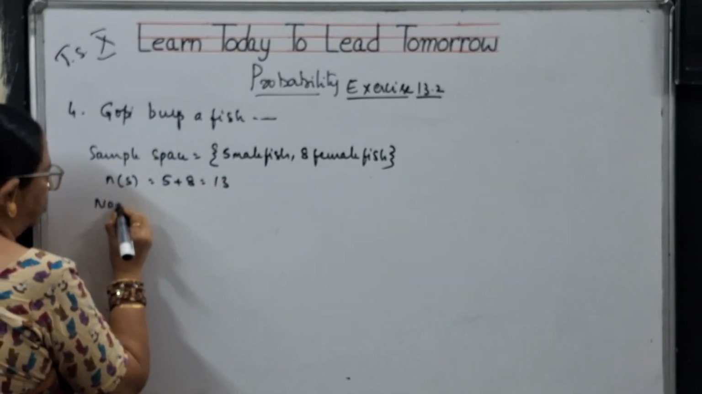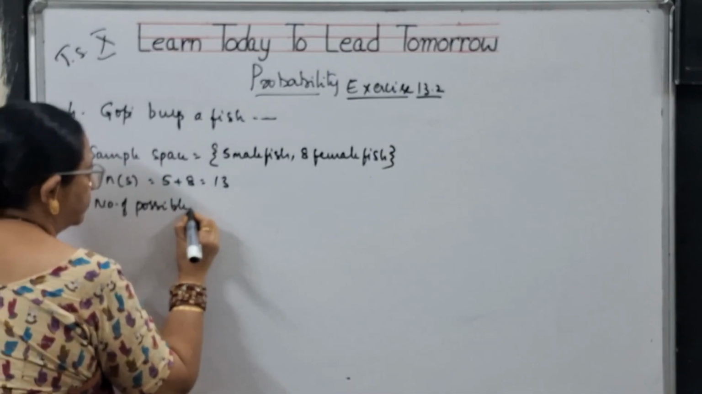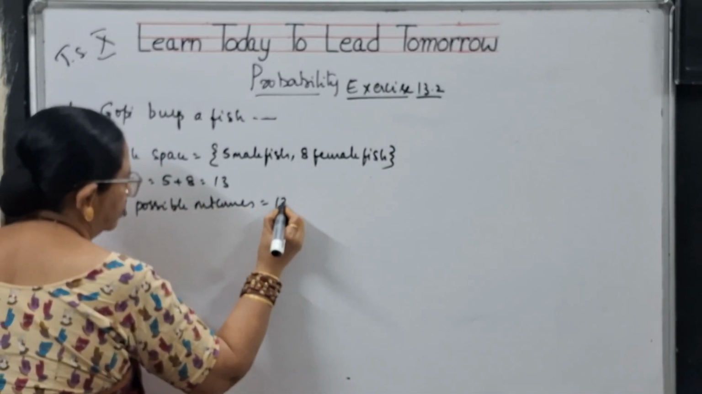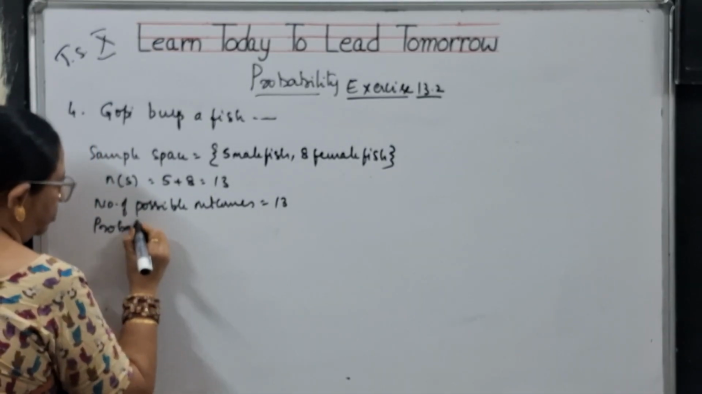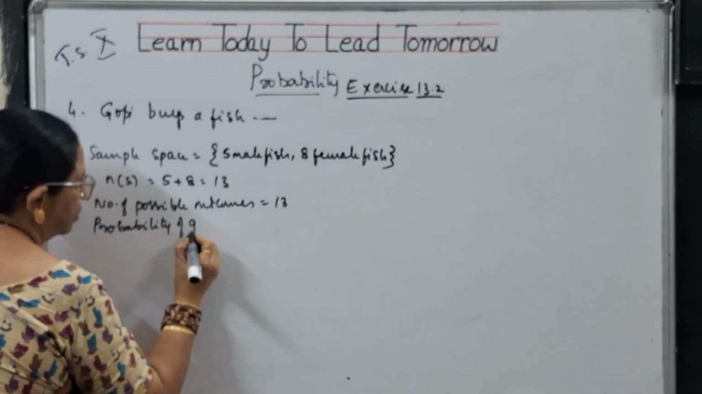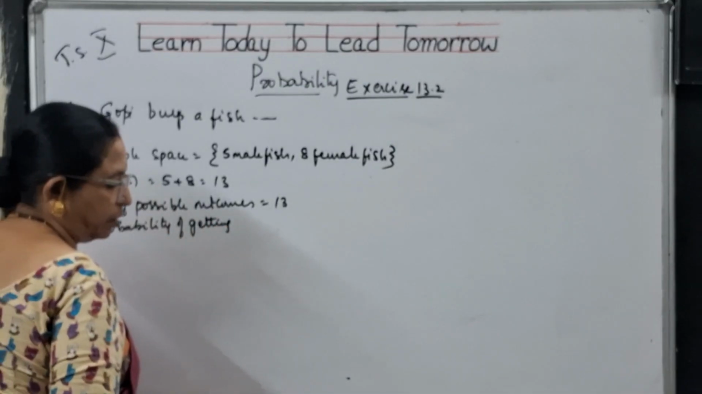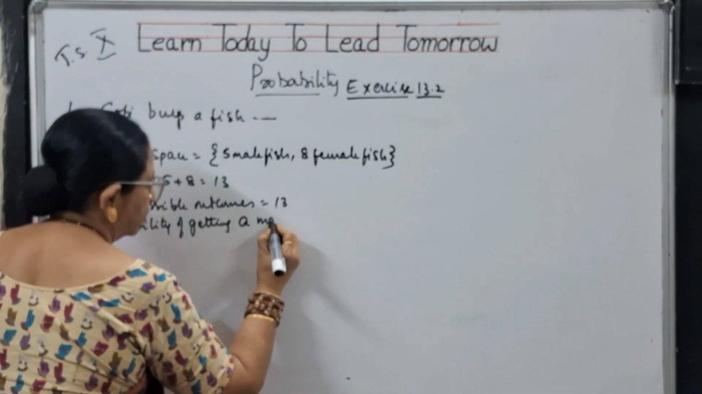That means number of possible outcomes is equal to 13. Then probability of getting a male fish.